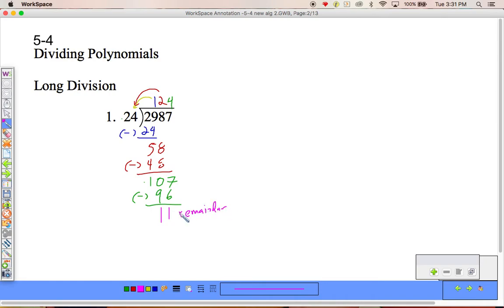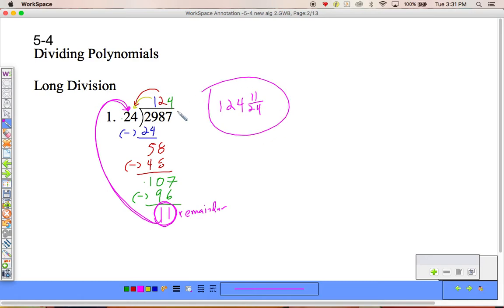All right, but we are done writing R's. Our answers are not going to have R's in them. What we're going to say is my solution is 124 and 11 over what you divided by, 24. So we're going to take our remainder and put it over what we divided by. And 2,987 divided by 24 is 124 and 11 24ths. All right, that's the elementary school way with numbers.